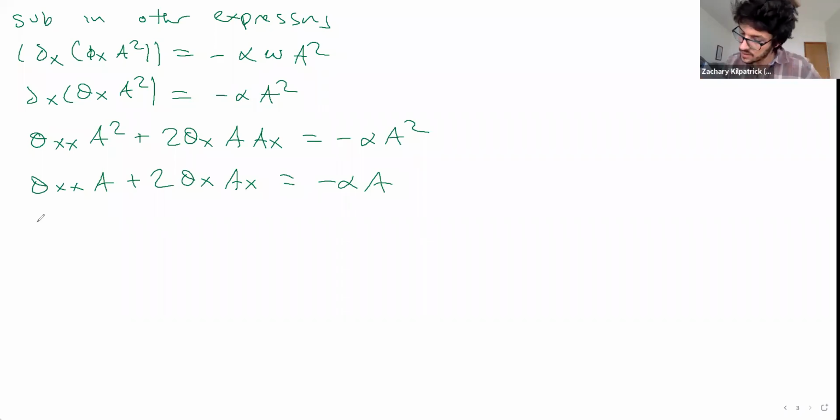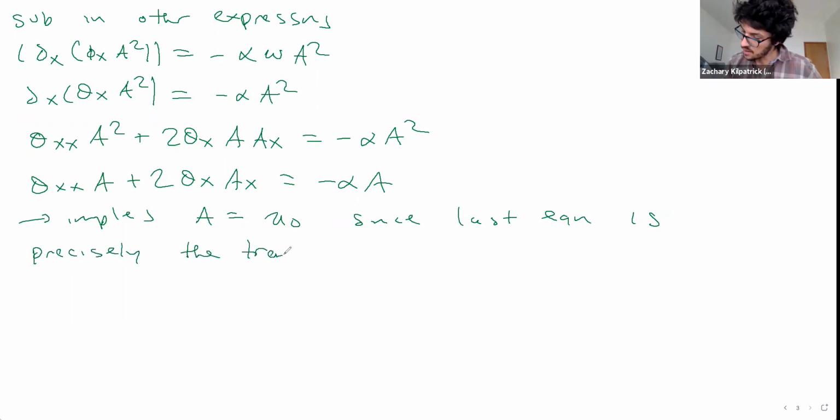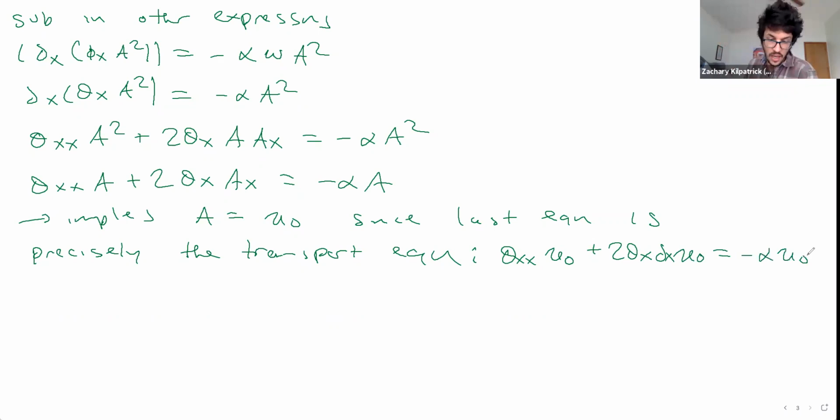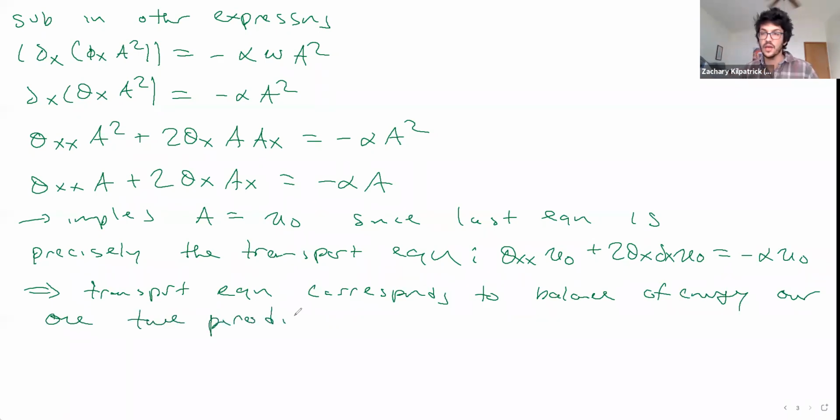So this actually implies that A is equal to U0, since the last equation is precisely the transport equation that we get for this wave equation: theta xx U0 plus 2 theta x dx U0 equals minus alpha U0, okay? And so what we find then is that the transport equation corresponds to the balance of energy over one time period, okay?